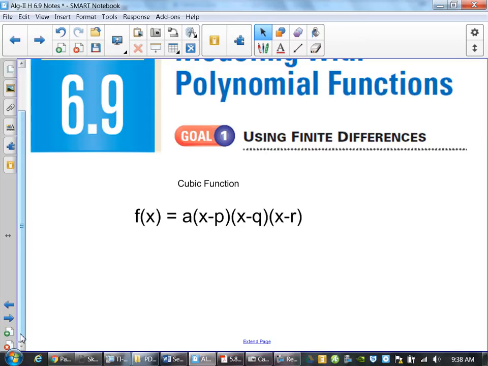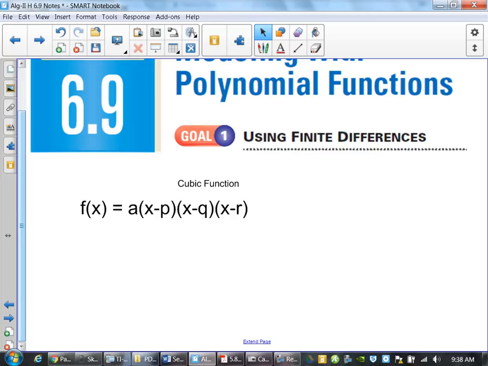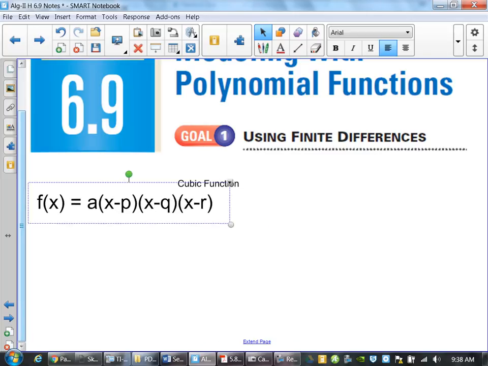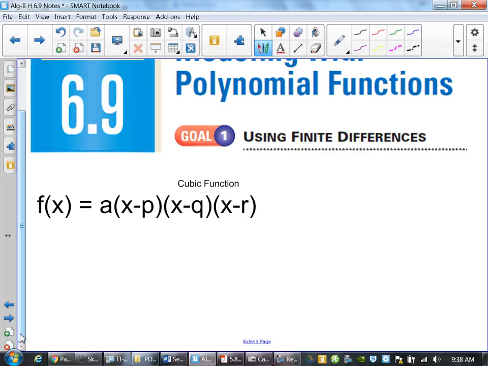But one of the things that we can do if we have the 3 zeros of a cubic function is this. This is for when you have the case of a cubic function. What does a cubic function look like when you graph it? How many changes of direction does it have? 2. So basically you're looking at it goes up, down, and up.